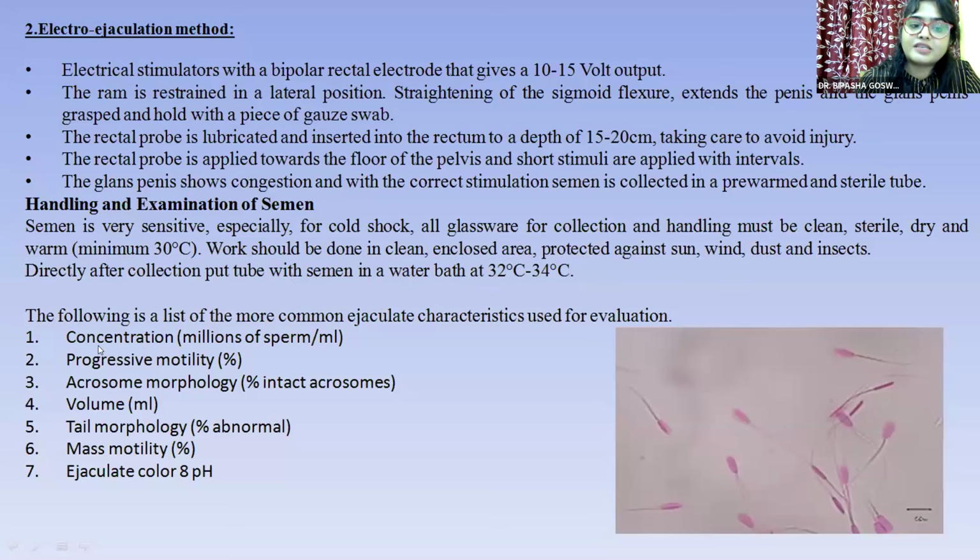Now we have to evaluate the semen. Which points are to be evaluated? Number one, concentration, that is how many million sperm per ml there are. How motile the spermatozoa are. Acrosome morphology and volume of the semen. The spermatozoa tail morphology is to be noticed. Mass motility, how much the mass motility is, and ejaculate color, and the pH also to be checked properly.